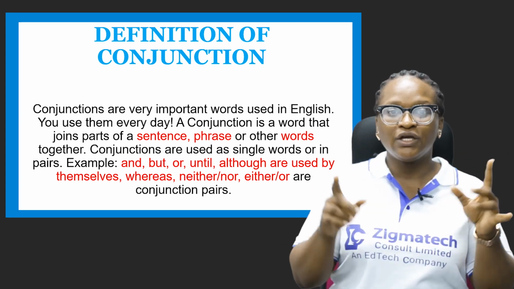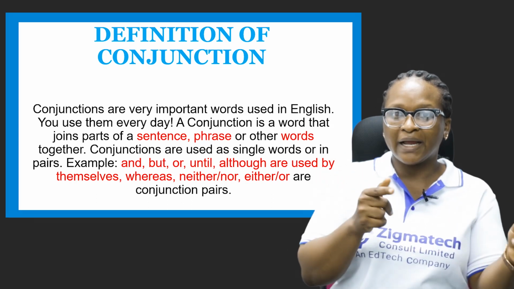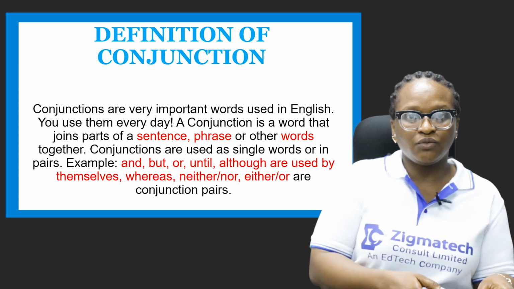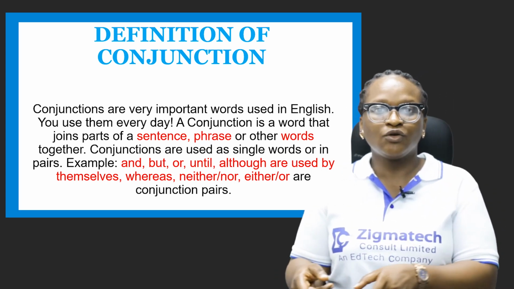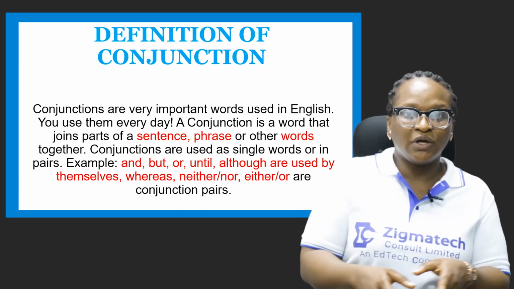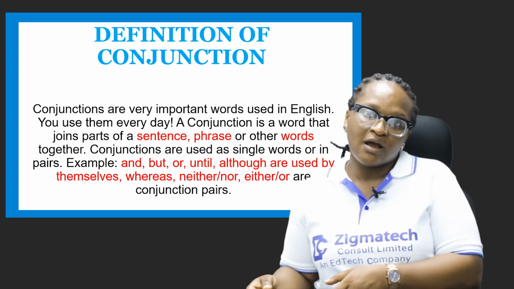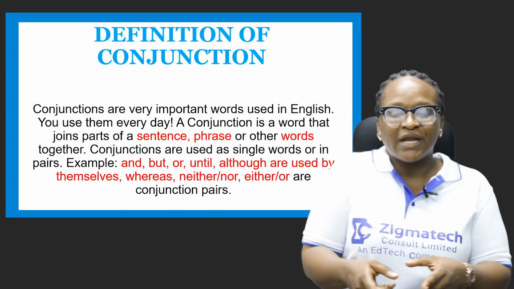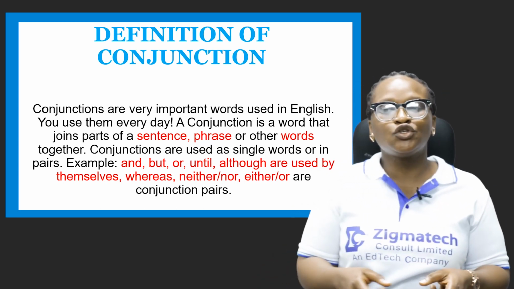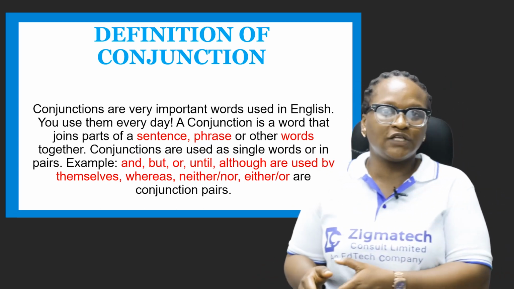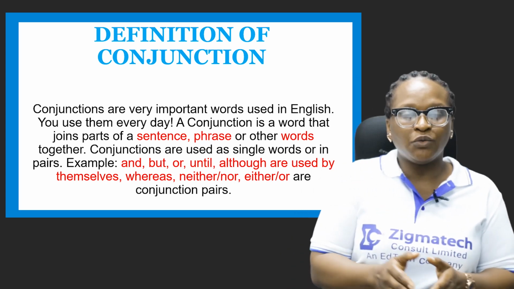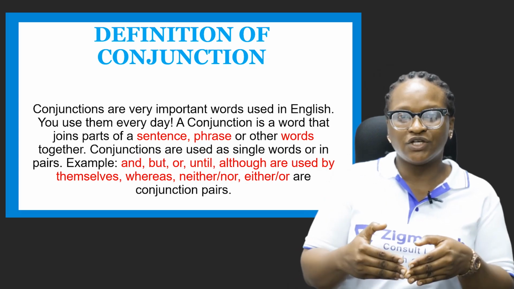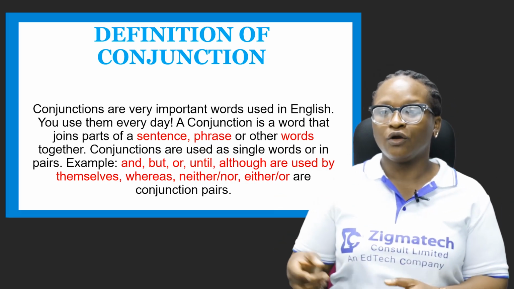So neither nor is a paired conjunction. I cannot use neither without using nor. I cannot use hardly without using when. I cannot use no sooner without using than. I can't use either without using or. I can't use not only without using but also. So you see, we have paired conjunctions and we have single conjunctions.